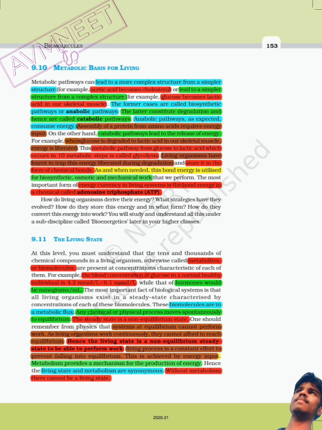How do living organisms derive their energy? What strategy have they evolved? How do they store this energy and in what form? How do they convert this energy into work? You will study and understand all this under a sub-discipline called bioenergetics later in your higher classes.